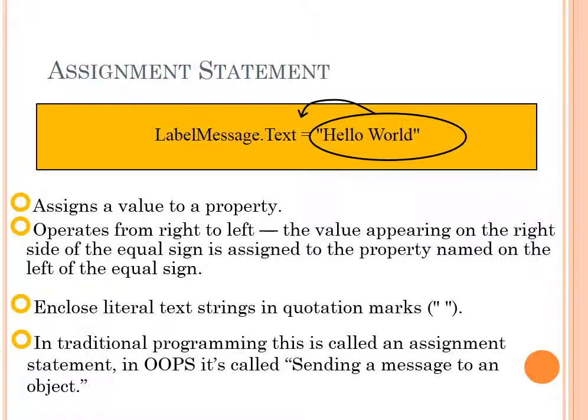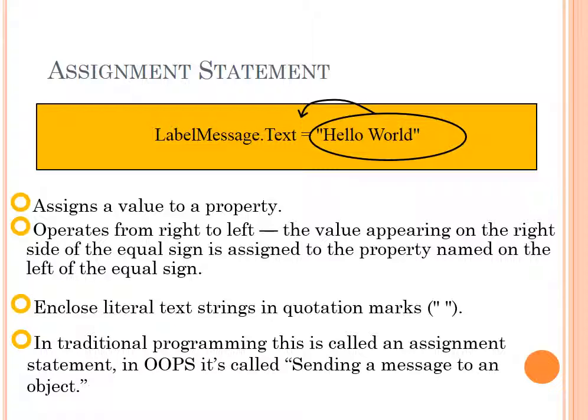So in traditional programming, this is called an assignment statement. In object-oriented programming, it's called sending a message to an object. It may seem a little picky in terms of terminology, but it is important. In traditional programming, I would describe this statement as assigning the value hello world to label message's text property. In object-oriented programming, we would say send the message, change your text property to hello world, to label message.text.